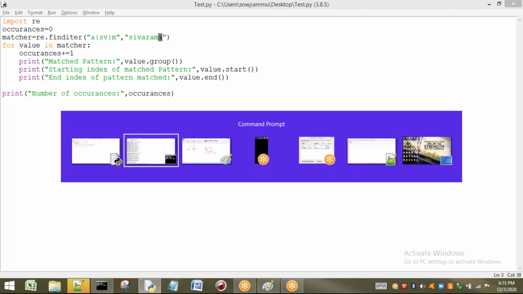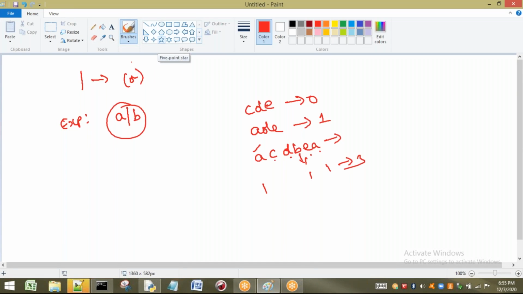Okay. This is called the alternation meta character, which is going to consider either A or B. That means this indicates OR. This acts as an OR.